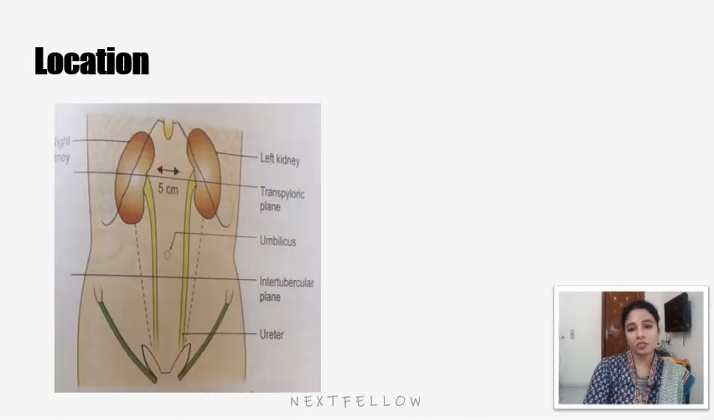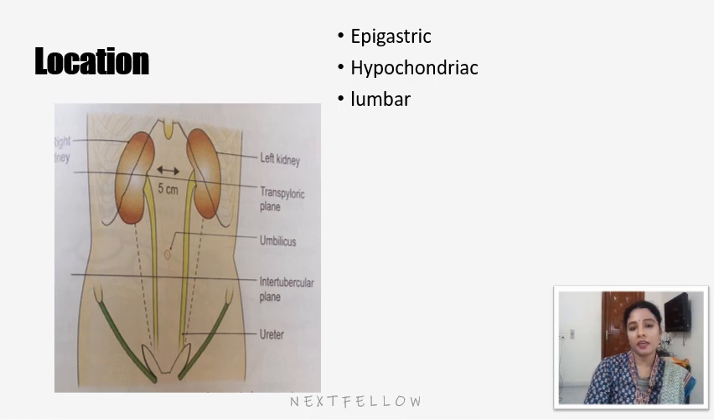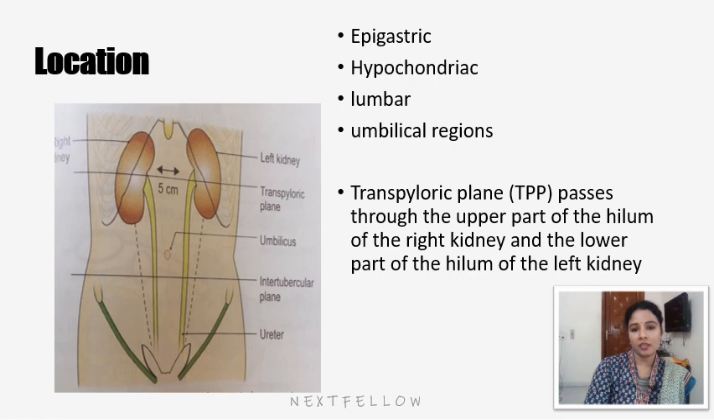Next, about the location of kidneys, they are located in the epigastric region, right and left. The right kidney is in the right hypochondrium, the left in the left hypochondrium, the right in the right lumbar, the left in the left lumbar, and umbilical regions. They are located there.